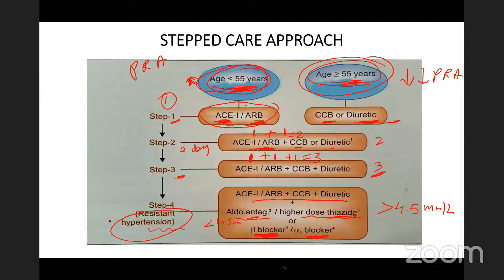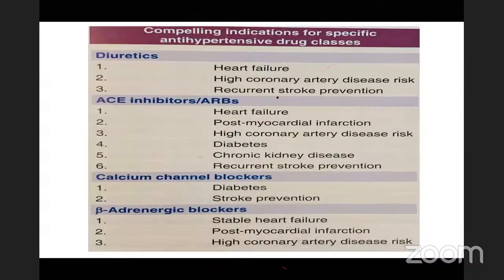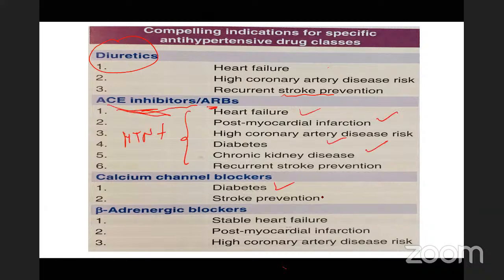So what are the compelling indications? Whenever the patient has certain risk factors like heart failure, coronary artery disease, and stroke, choose the diuretics. Okay, ACE inhibitors are preferred in patients with heart failure, myocardial infarction, diabetes, renal disease because of their cardioprotective and renoprotective effect, hypertension plus all these compelling indications. Choose these drugs, ACE inhibitors or ARBs. Calcium channel blockers are safer in diabetics, stroke, angina. Okay, a patient with hypertension plus diabetes, stroke, angina, choose the calcium channel blockers.